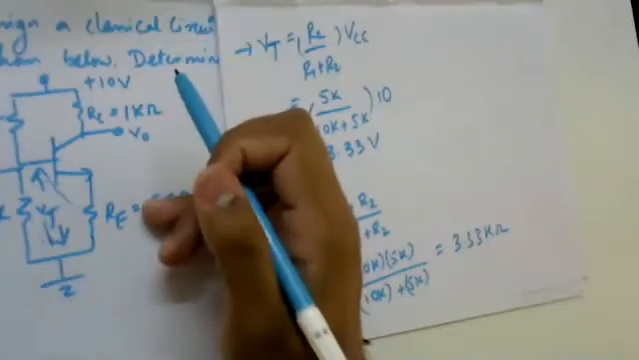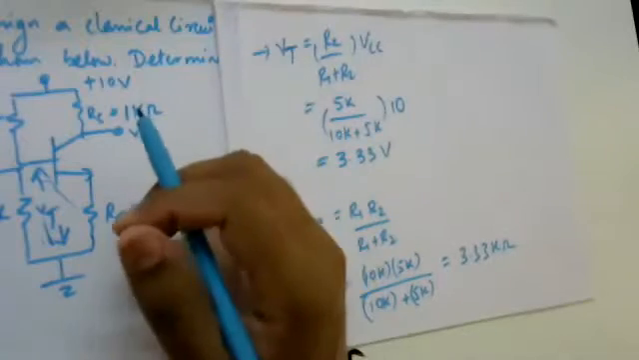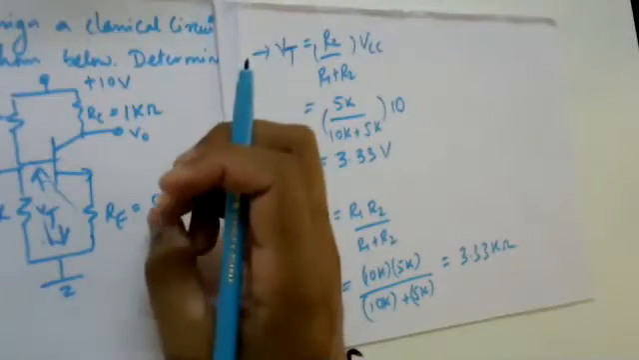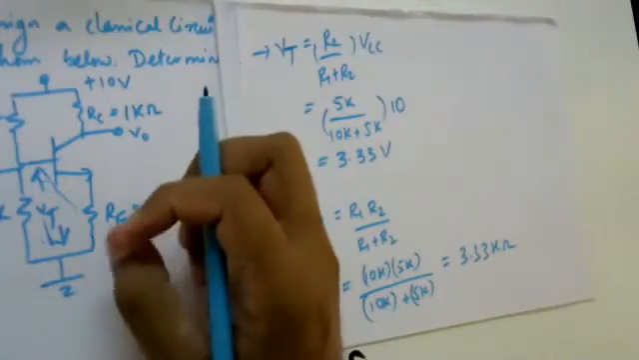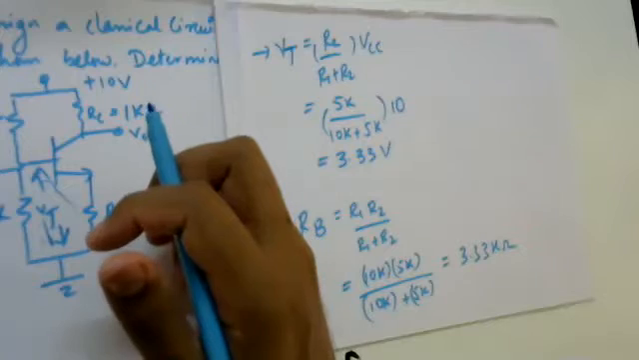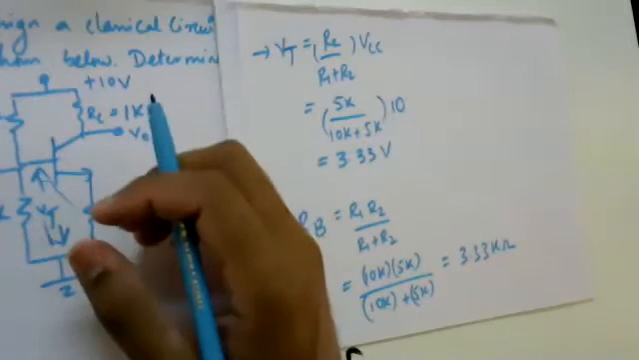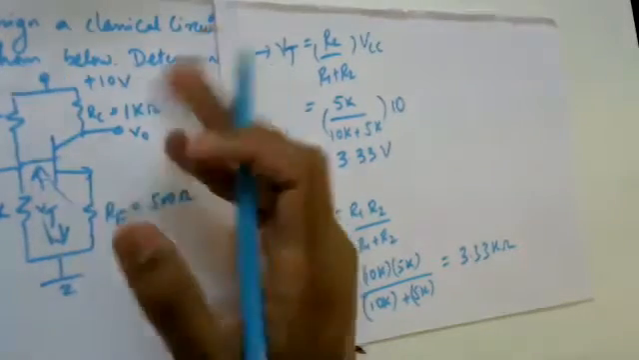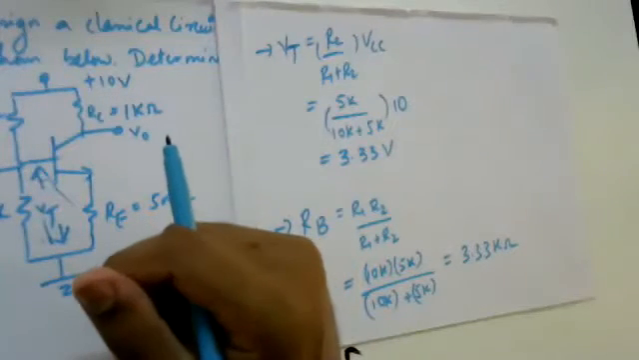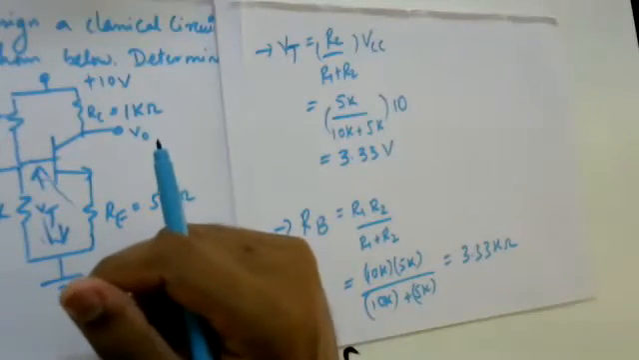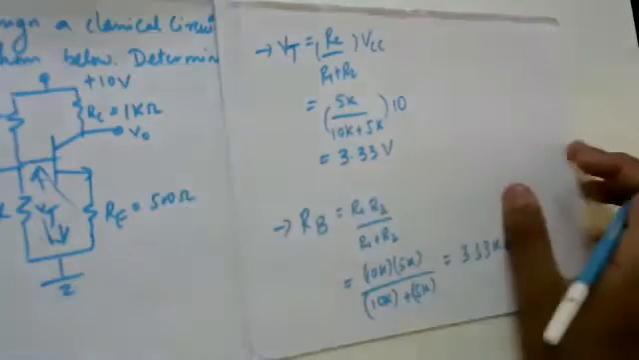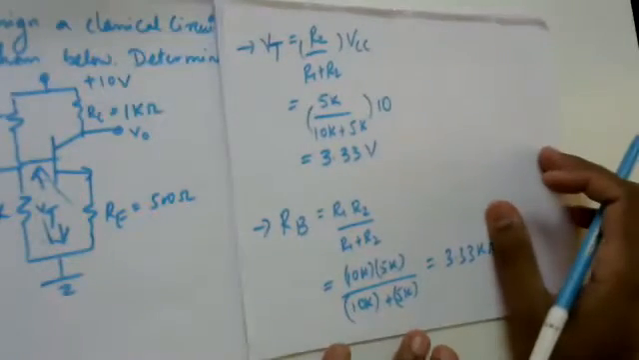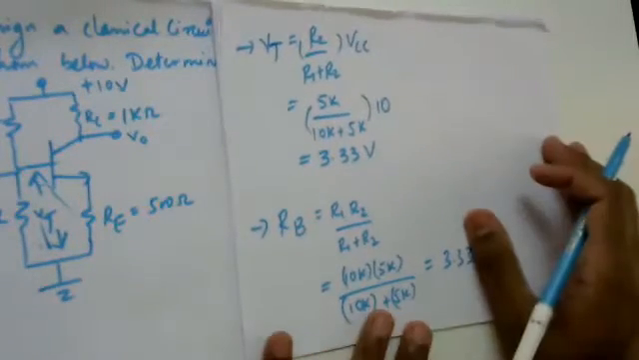You'll be feeling, sir, numerically has asked us the value of IC, then why are we computing the value of IB? Then I need to say, my dear students, once you know the value of IB, then IC can be computed as beta times that of IB. So now I need to compute my base current first.